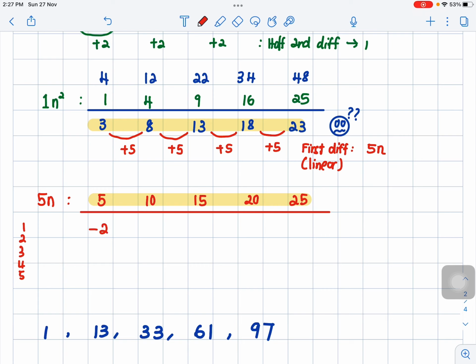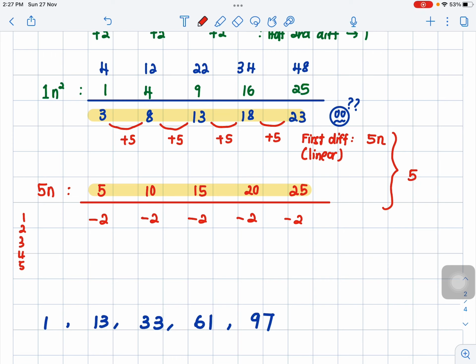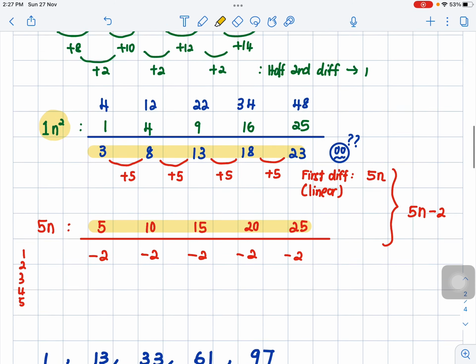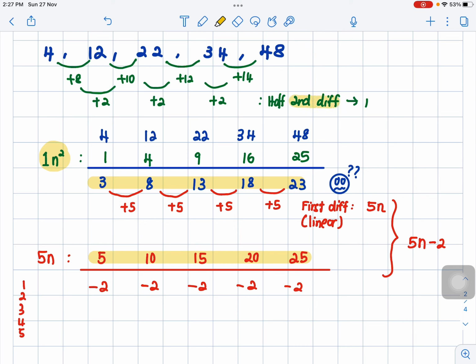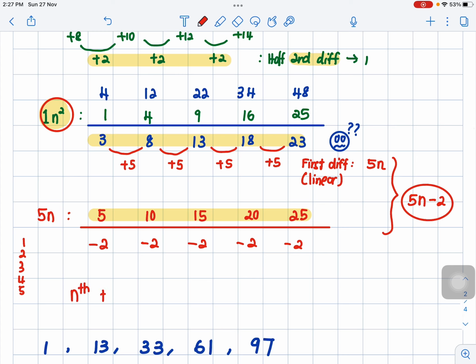We are going to get minus 2, minus 2, minus 2. Of course, everything is minus 2. When your second layer is already same, what are you going to do? You will merge these two and you can write it as 5n minus 2. And do not forget, you had this earlier. See, our second difference, it's already the same. So, I know I will get a quadratic sequence. So, you merge everything. You take this with what you had here. And that will be your nth term now.